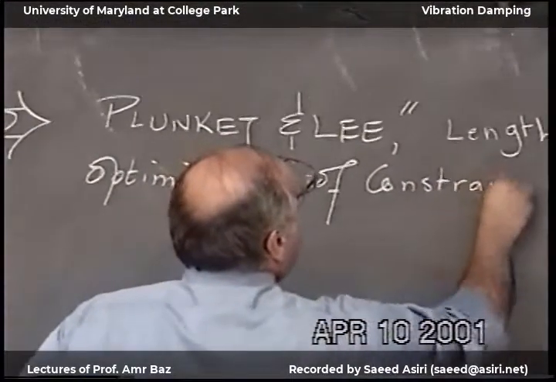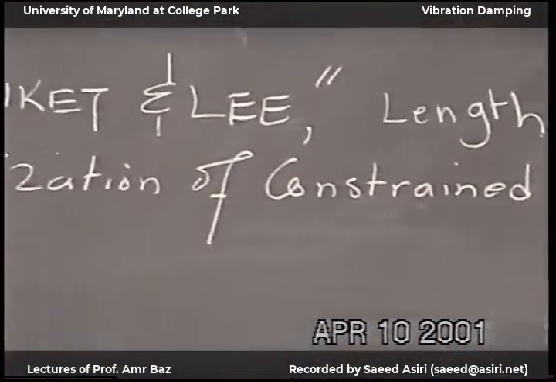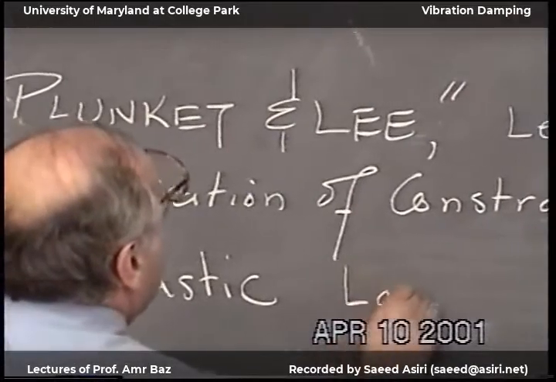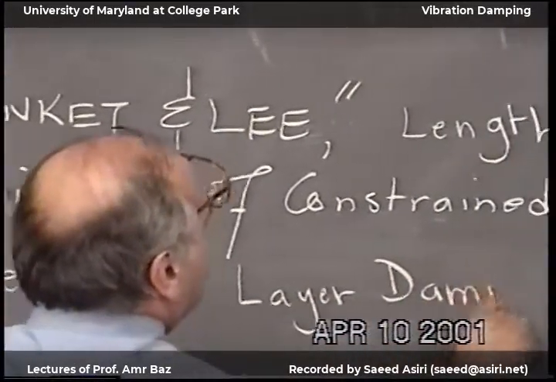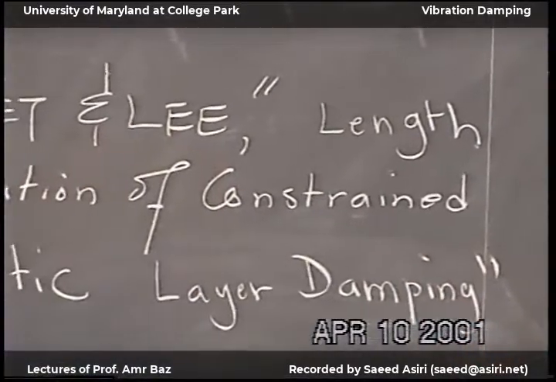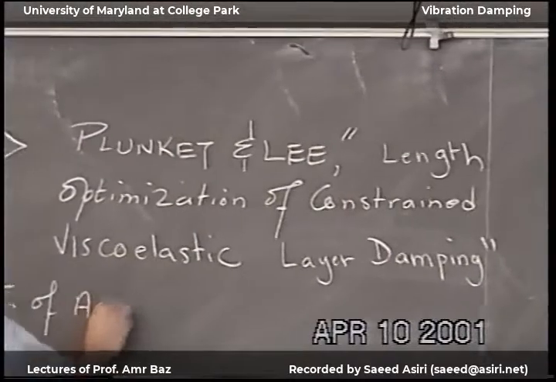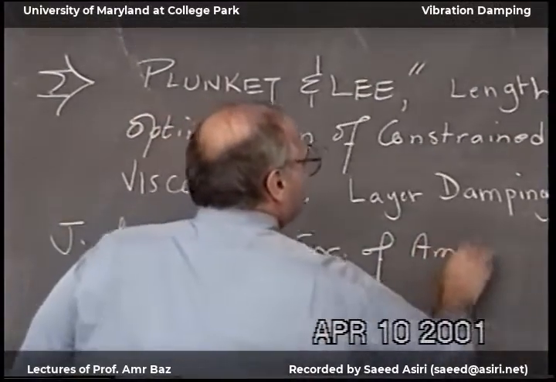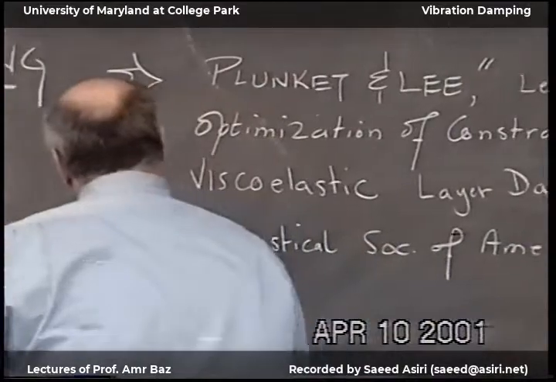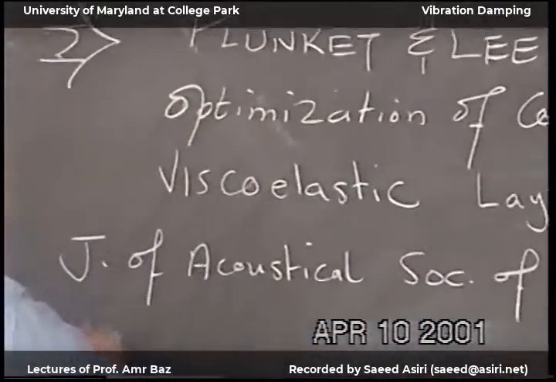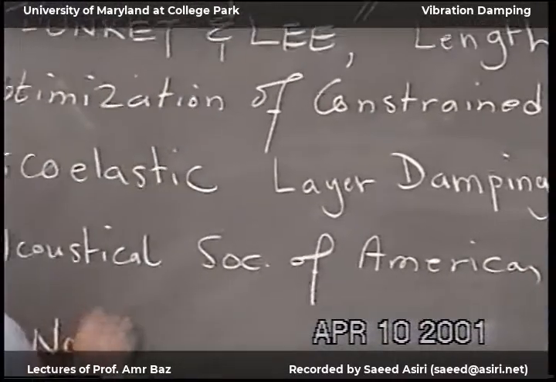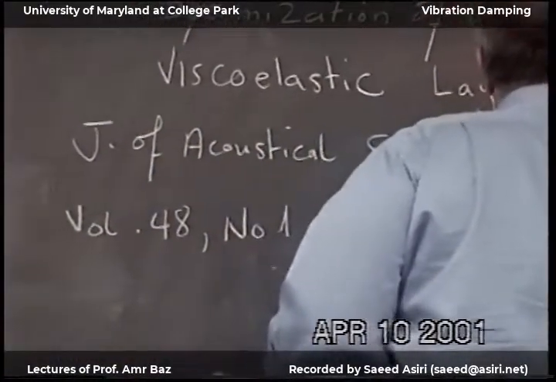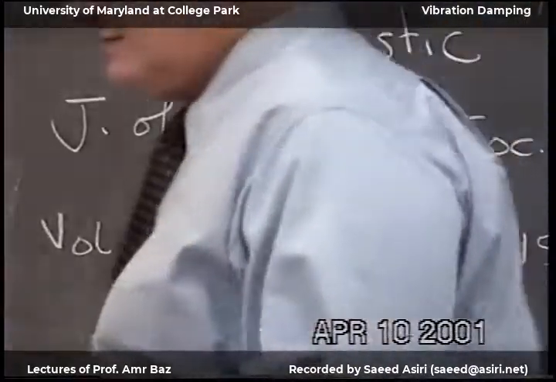Constraint viscoelastic layer damping. And this paper is in the Journal of the Acoustical Society of America, in volume 48, number 1, pages 150 to 161, 1970.